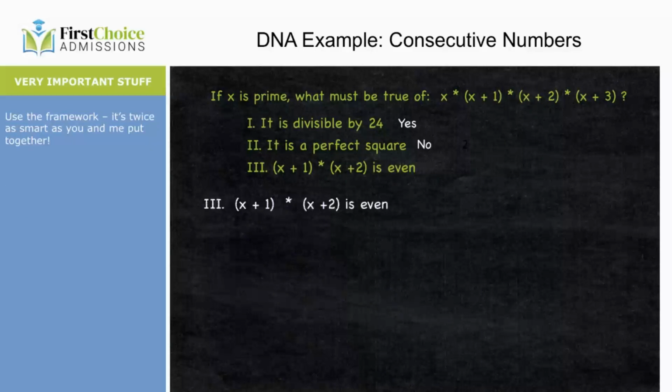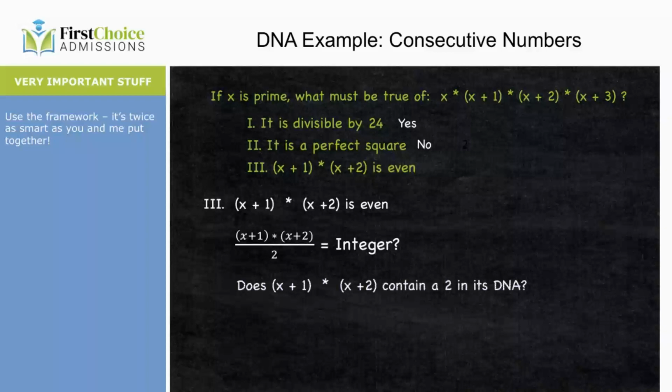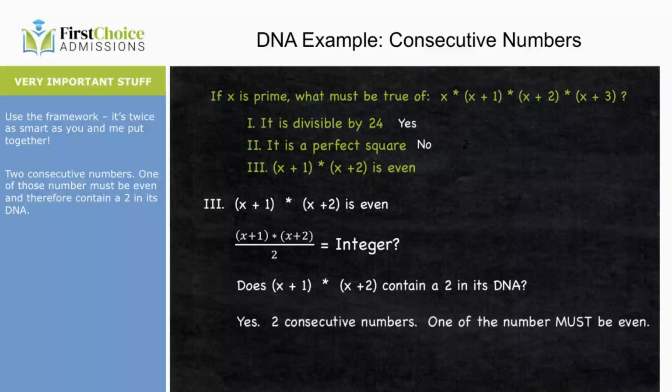Number 3 says, is X plus 1 times X plus 2 even? Now in math, that is, is X plus 1 times X plus 2 divided by 2 an integer? Or if you want to think about it in our framework, does X plus 1 times X plus 2 contain a 2 in its DNA? We kind of already covered this ground when we evaluated that first statement. X plus 1 and X plus 2 are 2 consecutive numbers. One of those numbers must be even. Again, we don't know which one, but one of those must be an even number. So when you divide it by 2, it will give you an integer.